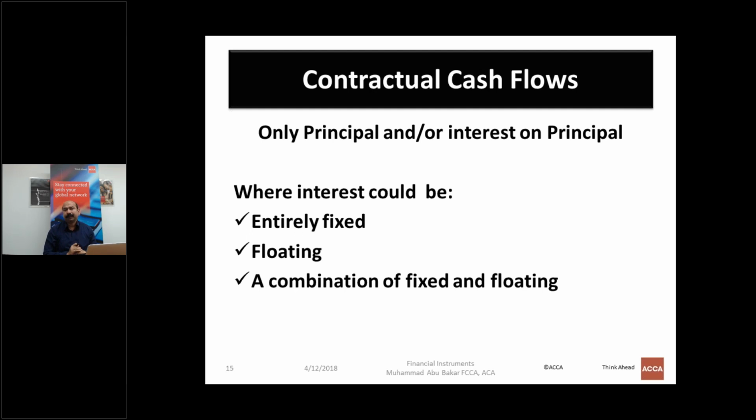Principal only, where you buy a bond at a heavy discount, and then it is redeemed at par value. So there the interest element is built into the difference of the consideration paid and the amount you receive. So there the only cash flow will be the principal. So that will be taken as contractual cash flows.